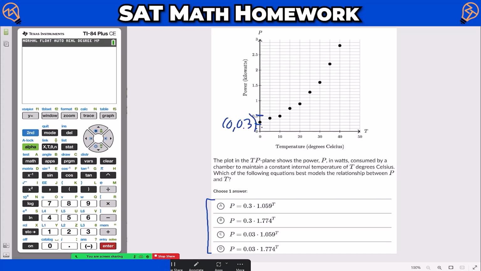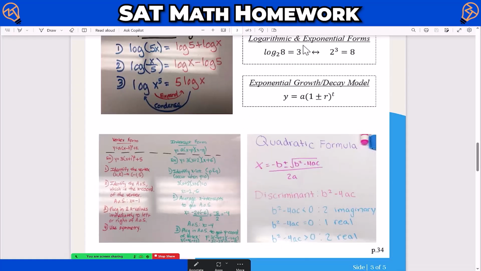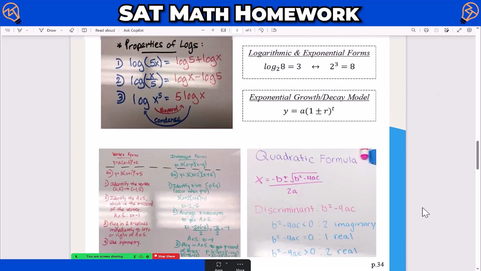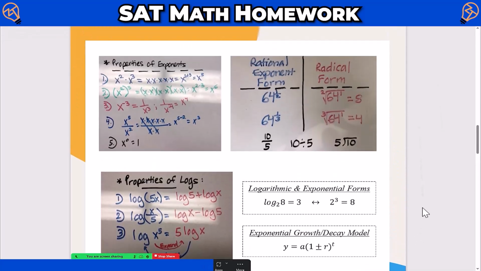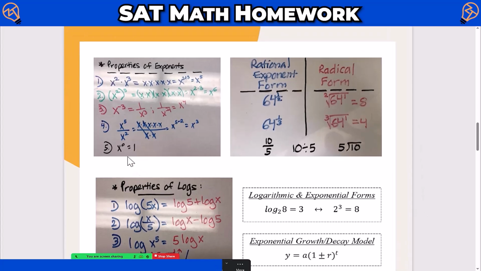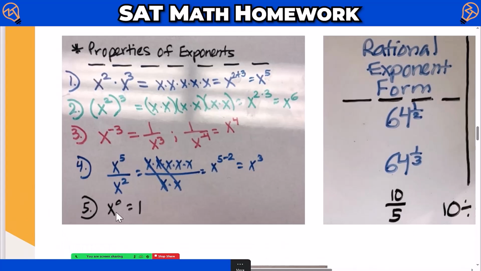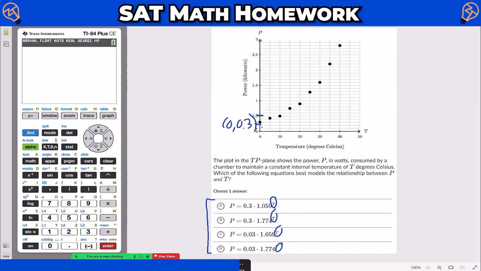So if I plug in 0 for t in these different functions, anything to the 0 power is... if you go to page 34, you can find out that on this side of the math reference document, we have our properties of exponents. And notice anything to the 0 power is what? 1. So that's a very important fact to know here. Since anything to the 0 is 1, each of these quantities is going to give you 1. 1 times 0.3 gives you 0.3, whereas 1 times 0.03 gives you 0.03. Well, we want 0.3. So we could eliminate options C and D as having the wrong y-intercept.